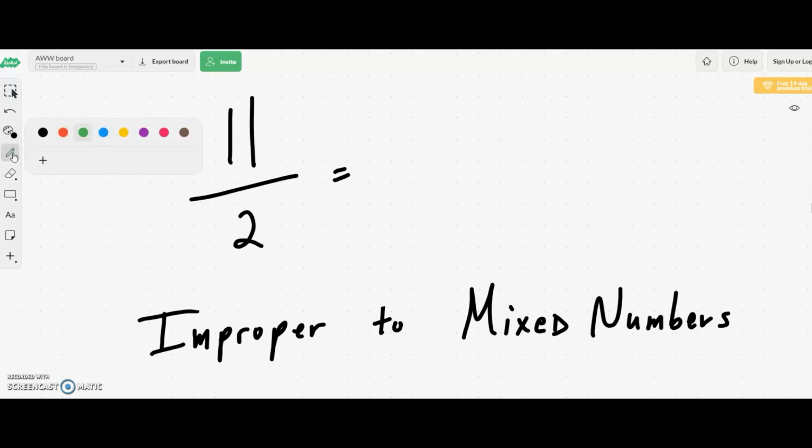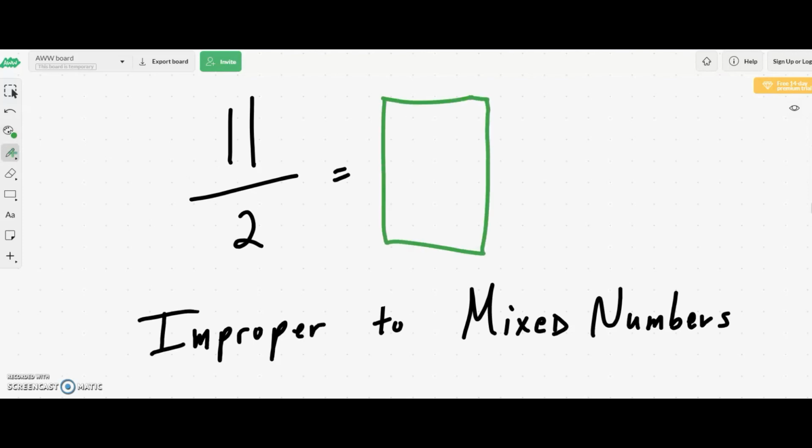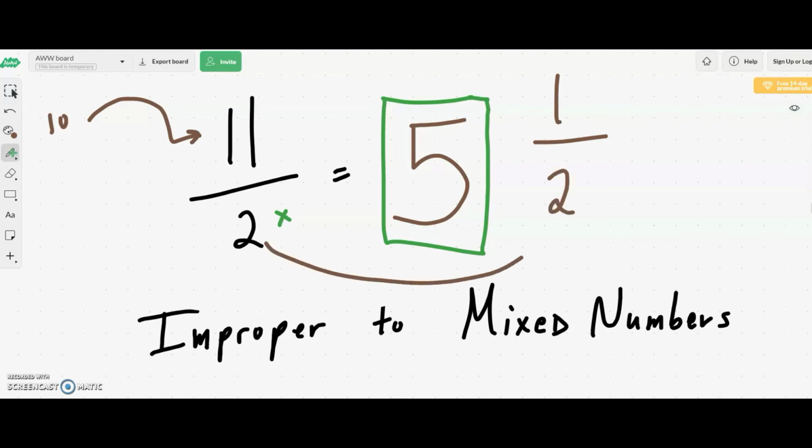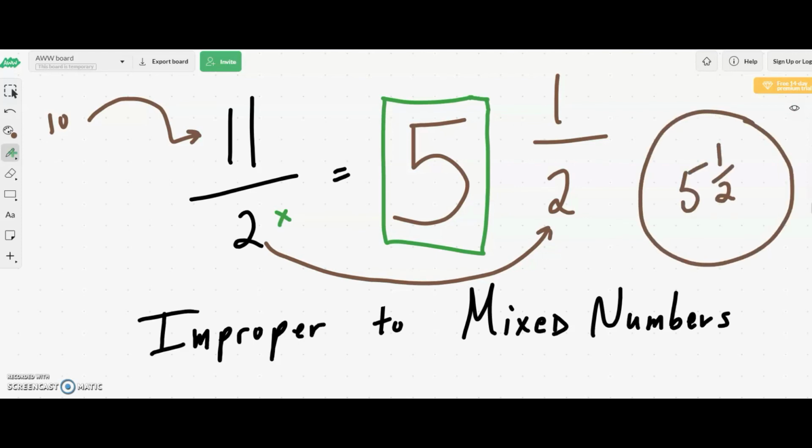So what I want you to do is think in your head, what number, when you multiply by 2, is going to get me close to 11? Think about it. Well, I know it's 5. And I know that 2 times 5 is 10. And I got to get to 11. So I'm real close. What's my remainder? 1. And what number did I start with? 2. And there it is. So your answer is 5 and 1/2.